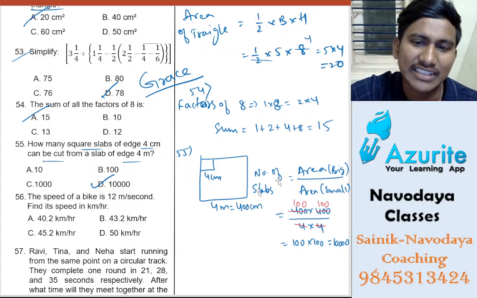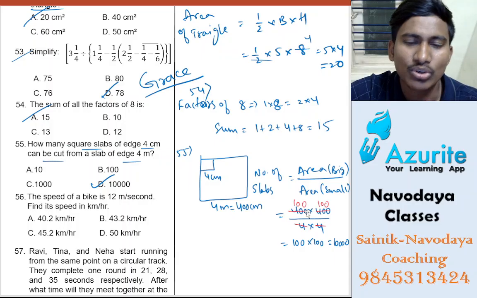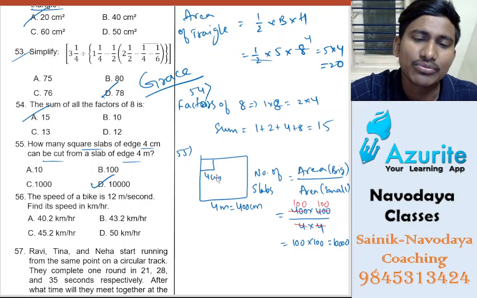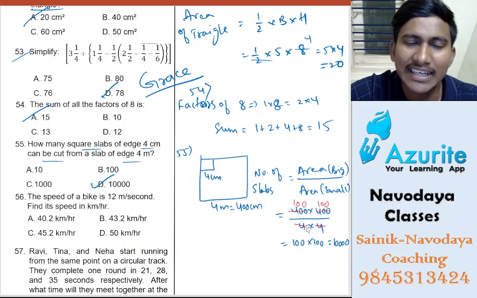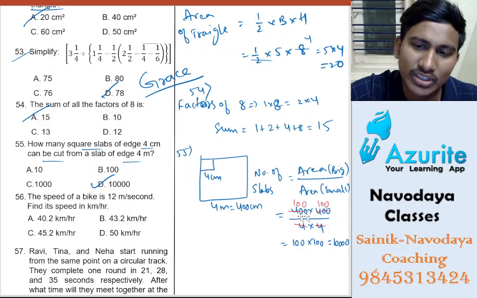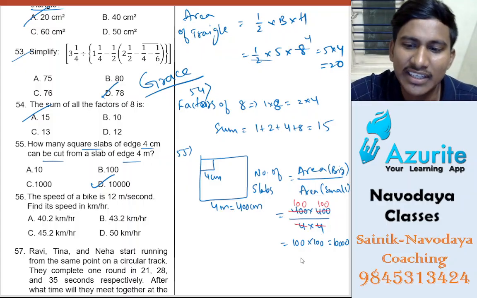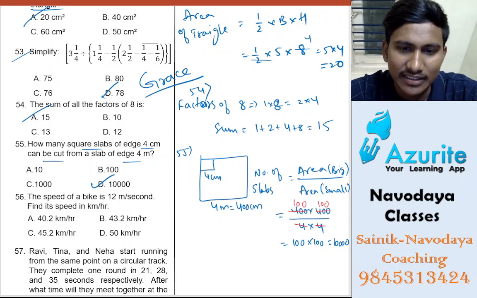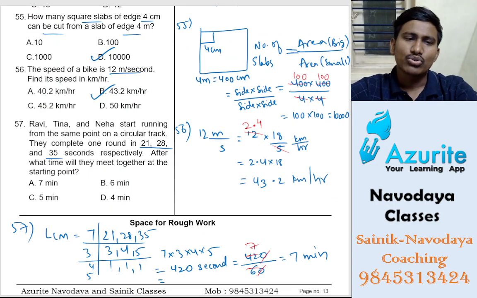Area of bigger, that is 400 centimeter, because 1 meter means 100 centimeter, so 400 centimeter. Now this is a square, so 400 into 400, that is side into side, divided by 4 into 4, side into side. So we have to cancel it. 4 hundreds are 400, 4 hundreds are 400, 100 into 100 is 10,000, that is 4 zeros. Option is option D here. Understood? So students, let us go to the next question.